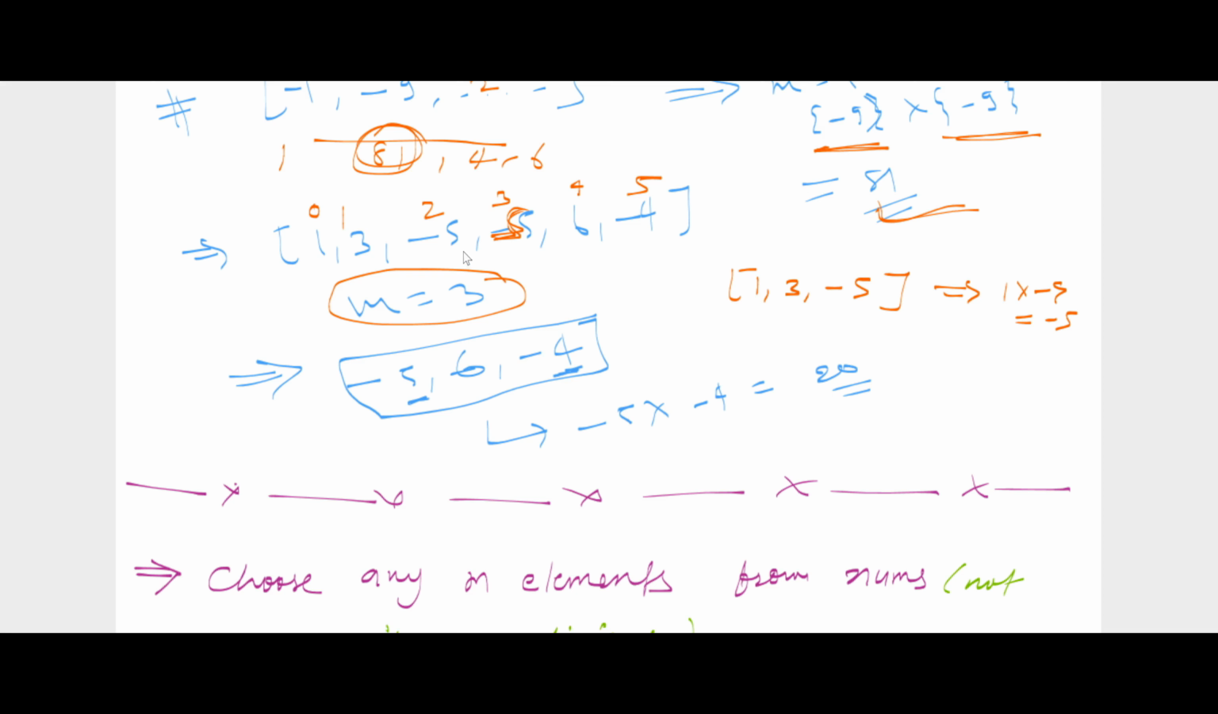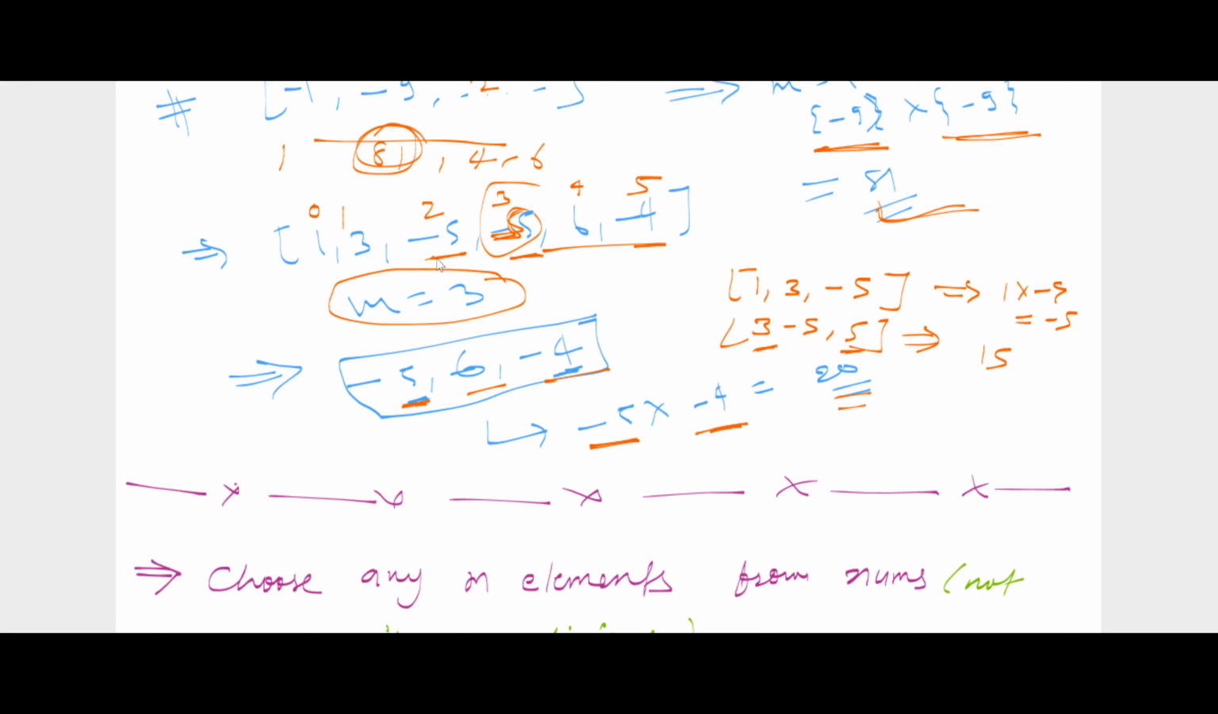Similarly, if we consider 3, 5 and 5, then 3 into 5 is 15. These 3 and these 5 will multiply, and it becomes 15. Next, let's suppose we consider minus 5, 6 and minus 4, just as an example. If you multiply minus 5 and minus 4, what do you get? 20. You can skip the 6 also.